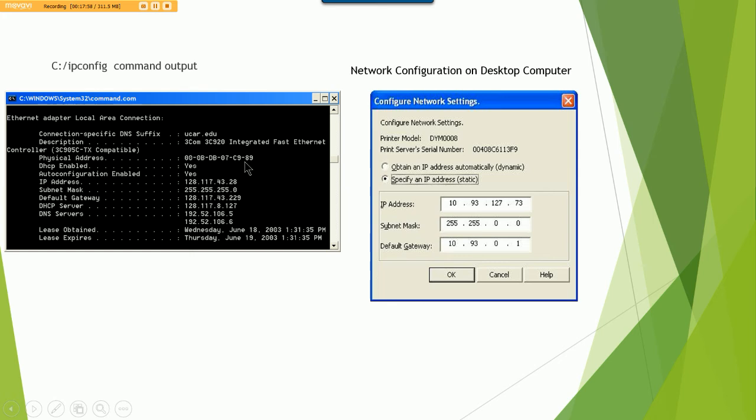The physical address is here, and this is used to communicate on the network also, and that's another video. We have to talk about MAC address assignment, or media address, or physical address. Then we have the DHCP enabled, yes, because we know it has a dynamic address. Auto configuration enabled, yes, because this address information was auto configured by this computer.